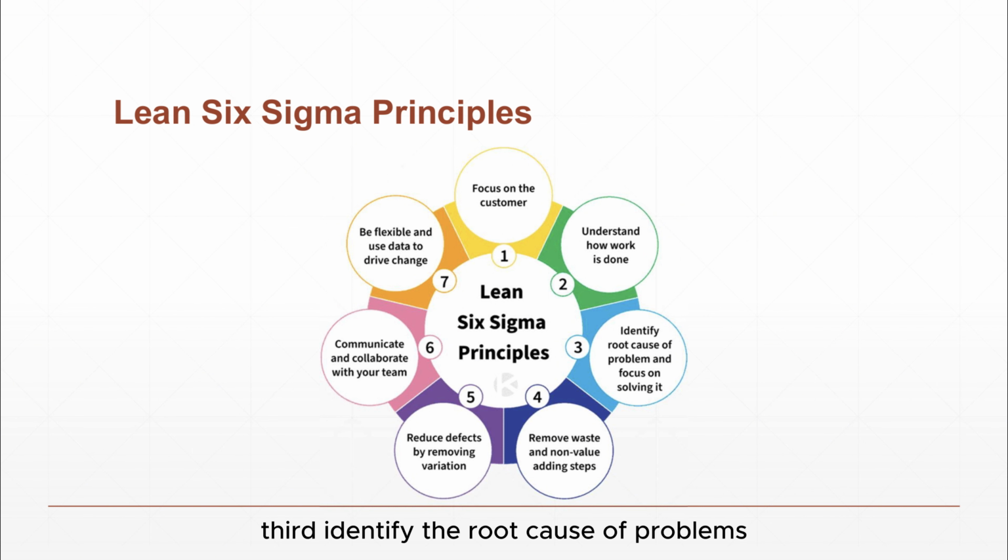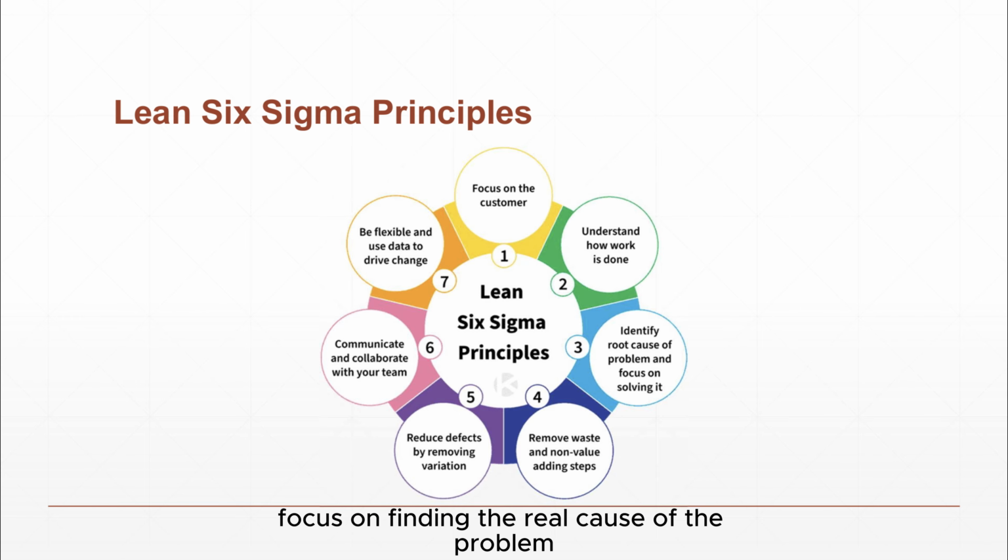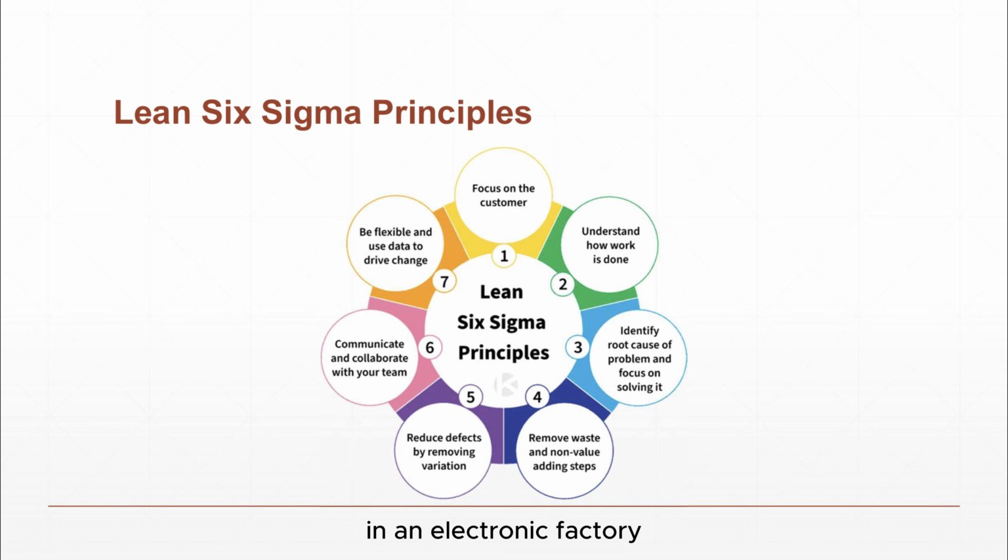Third, identify the root cause of problems. Instead of solving surface level issues, this principle focuses on finding the real cause of the problem. Example, if defective products are increasing in an electronic factory, the root cause might be a faulty machine or untrained workers, not just poor output.